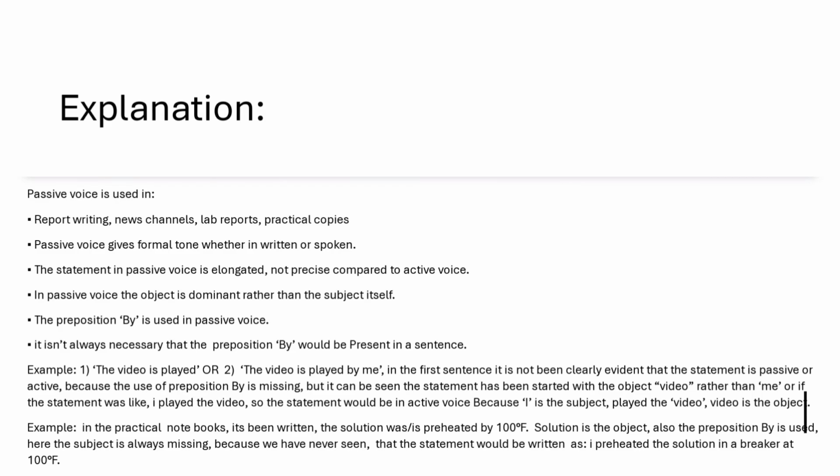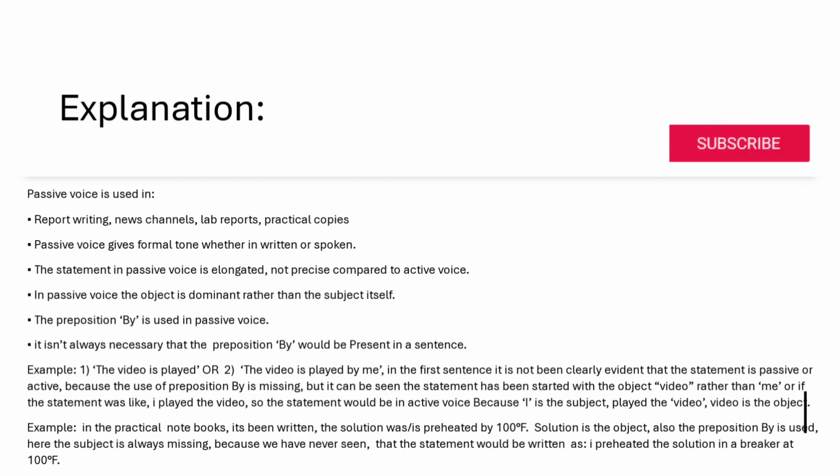Talking about why passive voice is important or where it is used. It is used in report writing, news channels, lab reports, practical copies. It is used when the object is in the limelight or we need to give importance to the object. Passive voice gives a formal tone, whether in written or spoken form. The statement in passive voice is elongated, not precise, compared to active voice. In passive voice, the object is dominant rather than the subject itself. The preposition by is used in passive voice, but it is not always mandatory that it would be present in the sentence.